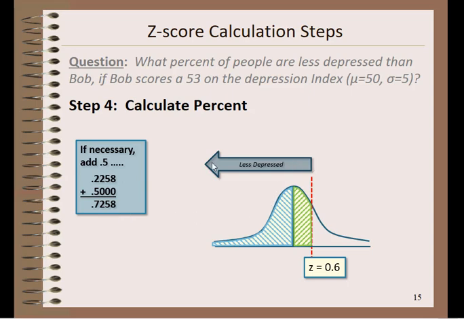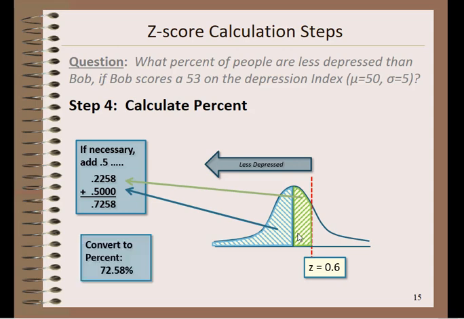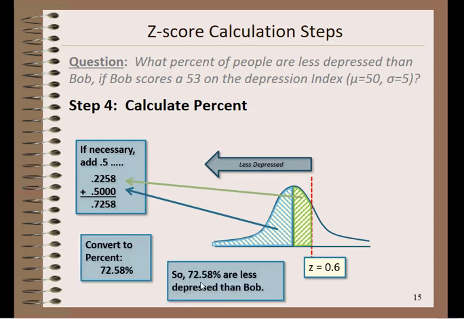It should make sense because the arrow goes this way. I'm defining this whole area over here, that area, right? That area includes both this green and this blue. I know it's going to be greater than 50%, right? Because 50% is above the mean or below the mean. So these two areas add up to 0.7258, and then I convert it to a percent, and I can say that 72.5% of people are less depressed than Bob. So that's where Bob is. I'm going below, and that's how it works out.